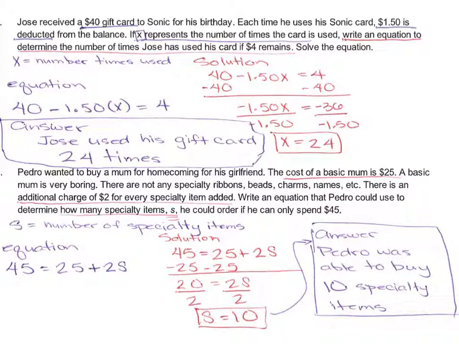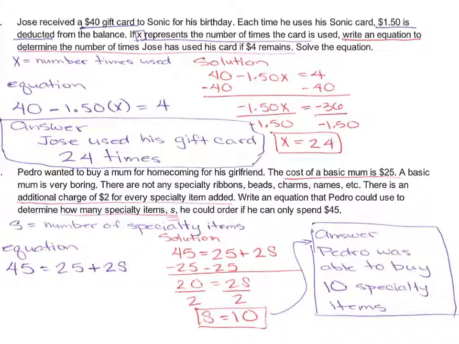Now for this next problem, let's go through the problem. Pedro wanted to buy a mum for homecoming for his girlfriend. The cost of a basic mum is $25. A basic mum is very boring. There are not any ribbons, beads, charms, etc. There is an additional charge of $2 for every specialty item that you add. Write an equation that Pedro could use to determine how many specialty items he could order if he can only spend $45.